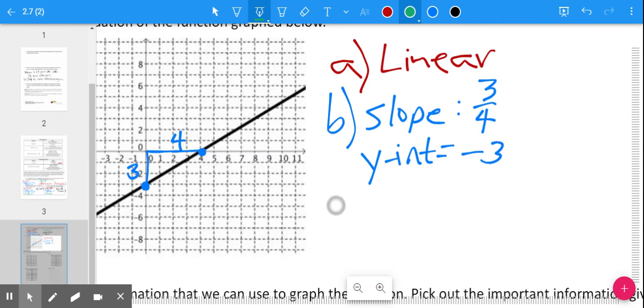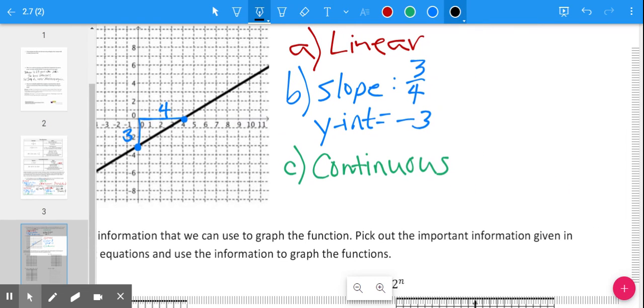So we also know that these points that make up this line are connected. So this is continuous. And the domain is all real numbers. So -infinity to +infinity.